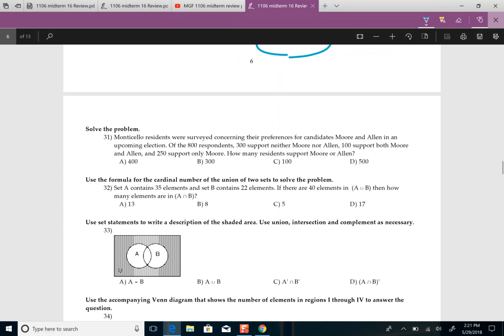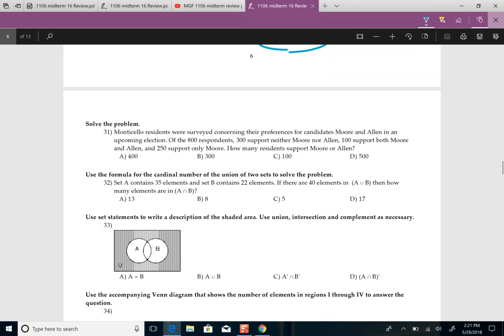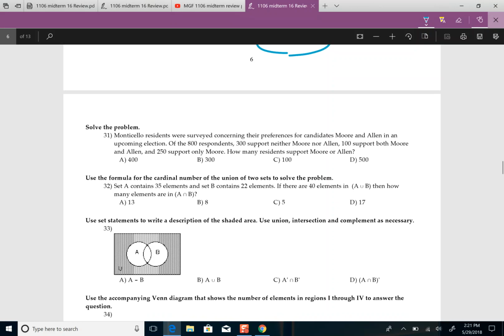All right, number 31. Now it's a word problem, but still set theory. So this says Monticello residents were surveyed concerning their preference for candidates. And the candidates are Moore and Allen in an upcoming election. Of the 800 respondents, that's my universe, 300 support neither Moore nor Allen, 100 support both Moore and Allen, and 250 support only Moore. How many residents support Moore or Allen?